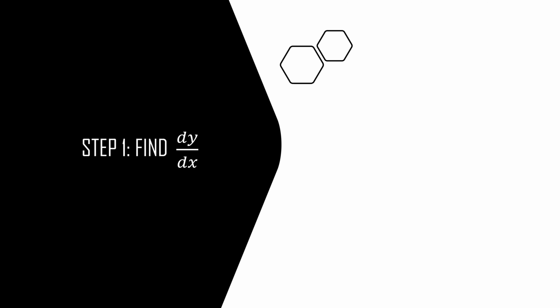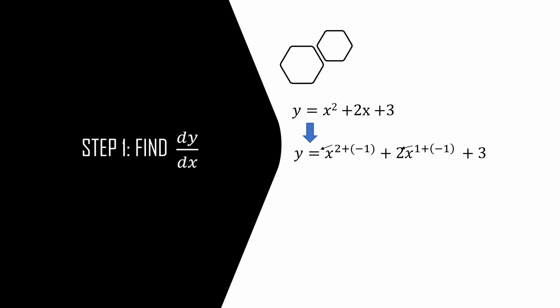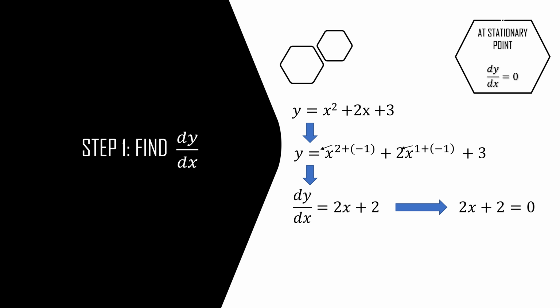Okay, now the first step will be finding dy/dx. As the equation is y equals x squared plus 2x plus 3, now we have to differentiate it by taking the power of every unknown and multiplying it with the value in front of the unknown, and then subtracting 1 from the power. So now, once the differentiation is done, the value will be 2x plus 2. So dy/dx is equal to 2x plus 2.